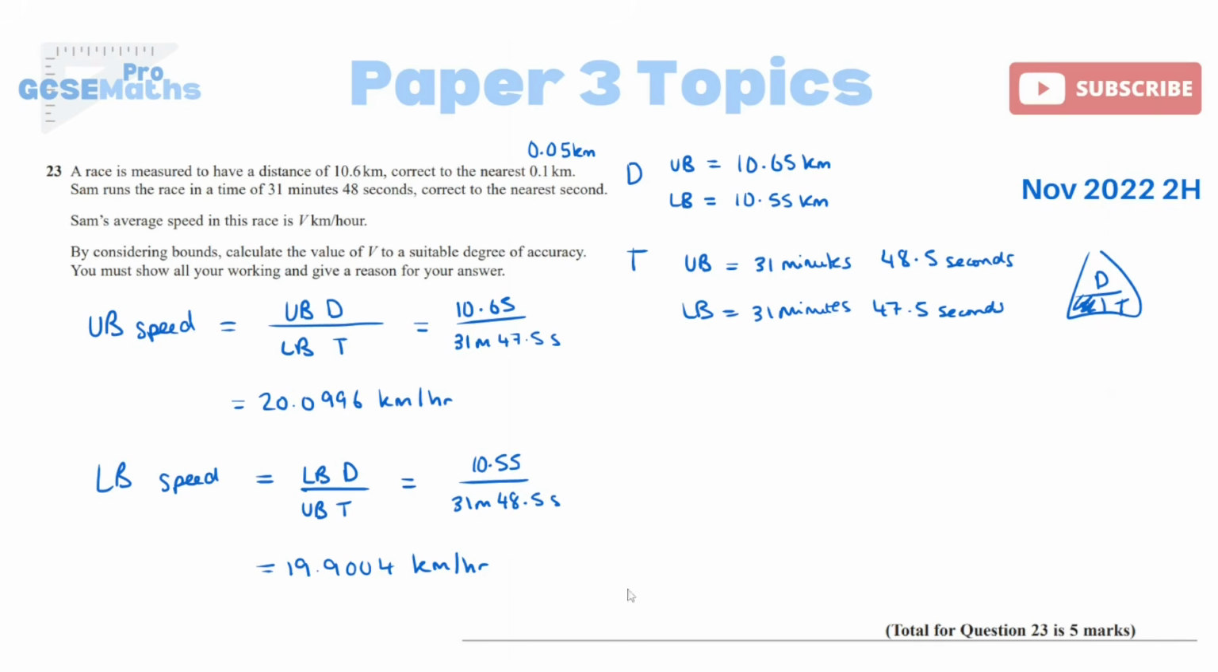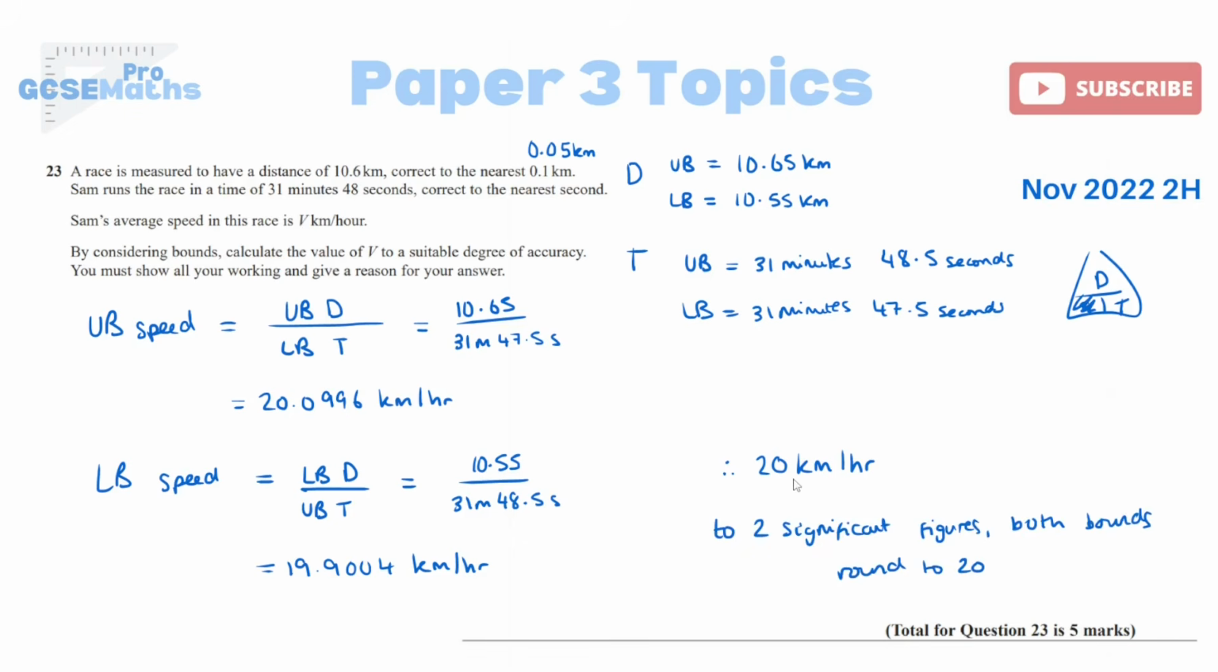If you have a look, they would both round just to 20, wouldn't they? They would both round to 20 kilometers per hour. So I would say, therefore, the speed was 20 kilometers per hour. Now, we do need to give a reason for our answer as well. And you say something along the lines of, to whatever you've rounded it to.